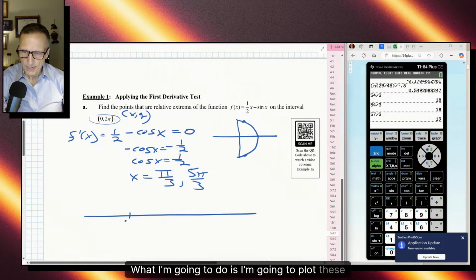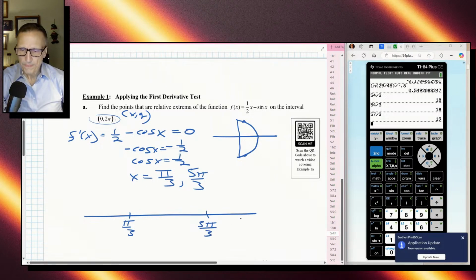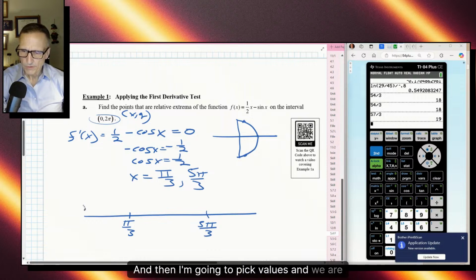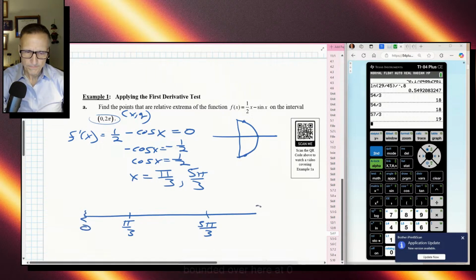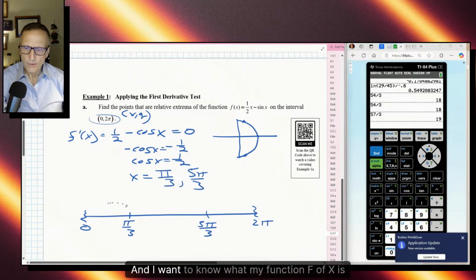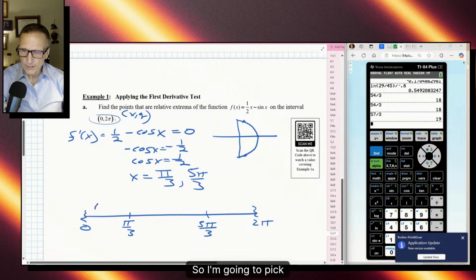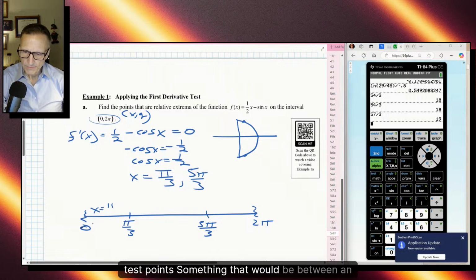I'm going to plot these two critical values that make the derivative of f zero. And then I'm going to pick values, and we are bounded over here at 0 and 2 pi. So this creates three intervals, and I want to know whether my function f of x is increasing or decreasing in these three intervals. So I'm going to pick some test points. Something between 0 and pi over 3 could be pi over 4.